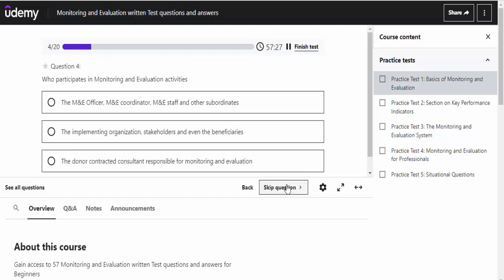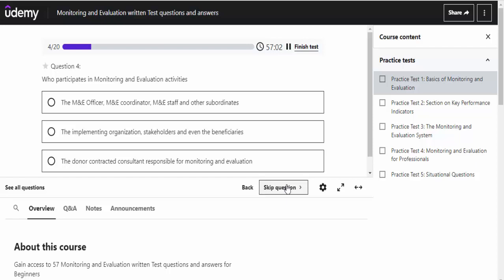Who participates in monitoring and evaluation activities? Okay, who participates in it? The M&E officer, M&E coordinating staff, and other subordinates. That is correct, but not 100% correct. The implementing organization, stakeholders, and even the beneficiaries. That is correct. I think it's 100% correct.